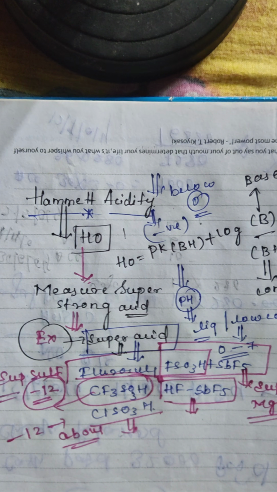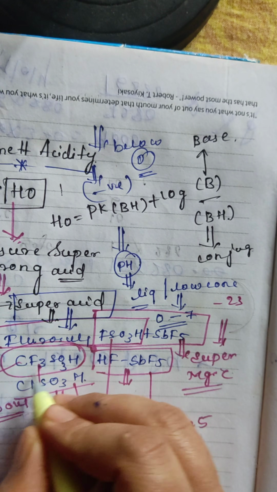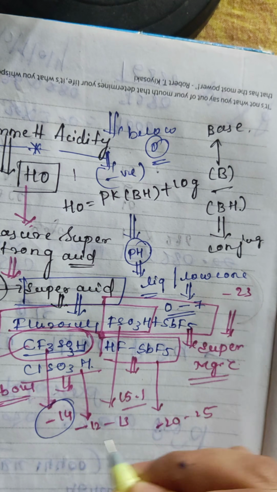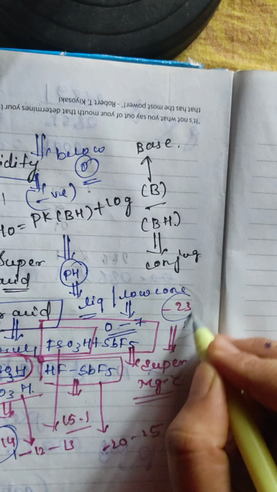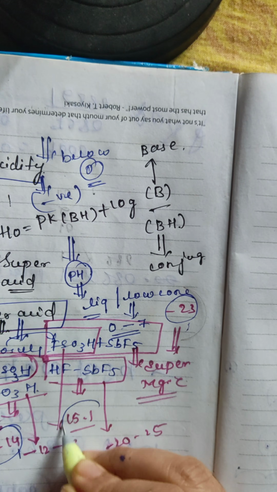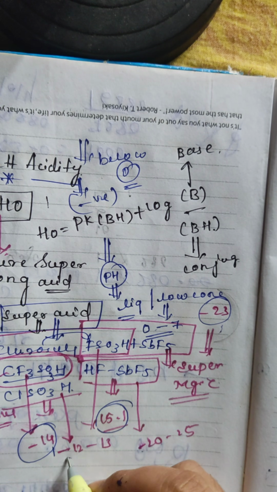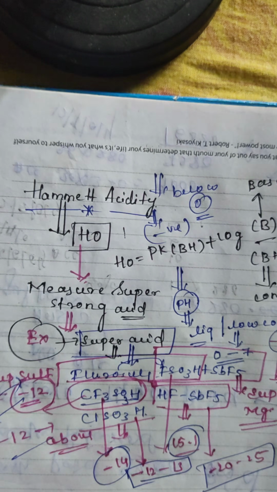A more negative sign means the concentration is very high, and as H0 decreases, the acidity increases. FSO3H is given as -15.1 and magic acid as -23. Next, chlorosulfonic acid is given as -12 or -13, and this one is -20 and -25.